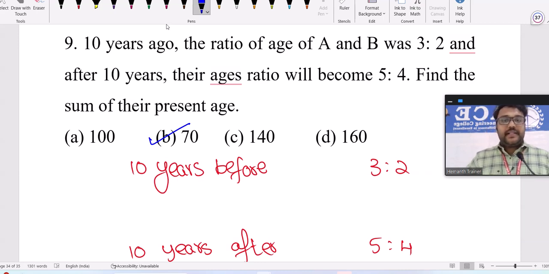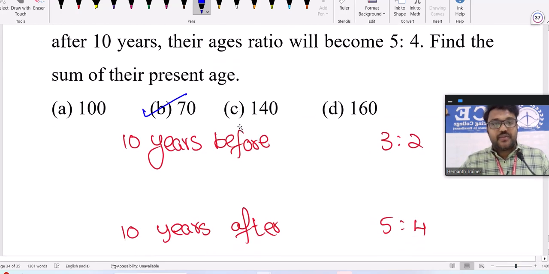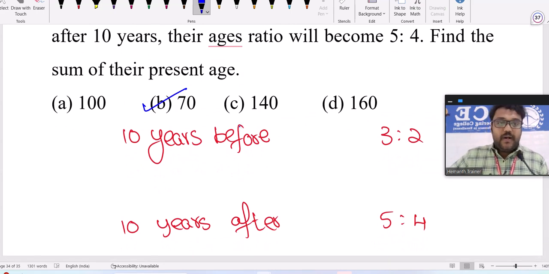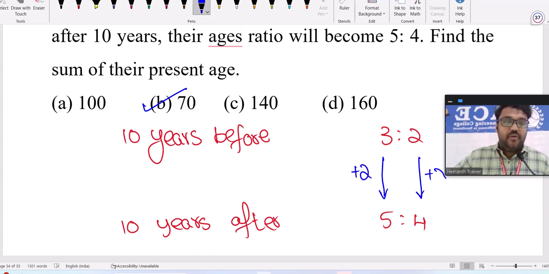And everyone see this shortcut method. Maybe you people are trying. There are three methods to solve this question, I can say. But okay, see this simple. Nobody solved this method, it seems. What is 3 to 5? How much increased? 2. 2 to 4, how much increased? 2. Okay, in ratio, both the first one and the second one are increased by 2.